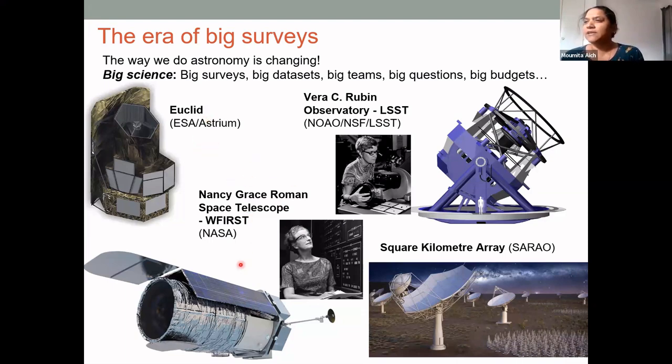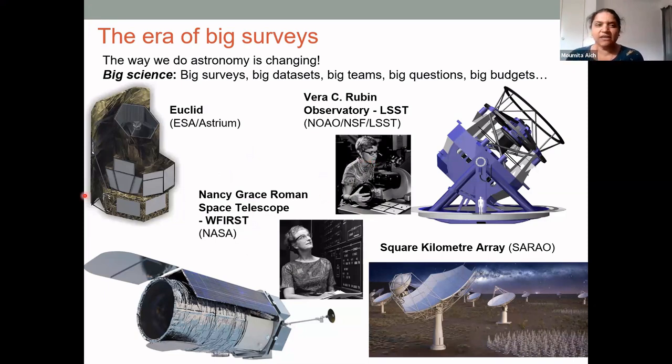So you have Euclid, and WFIRST, which is known as the Nancy Grace Roman Space Telescope. Obviously, you have the Square Kilometer Array. I've put LSST, which is now known as the Vera Rubin Observatory, because that is one of the experiments which I'm going to talk about.